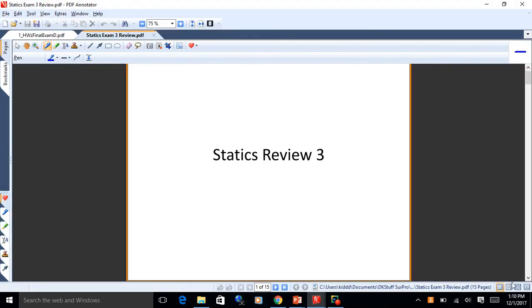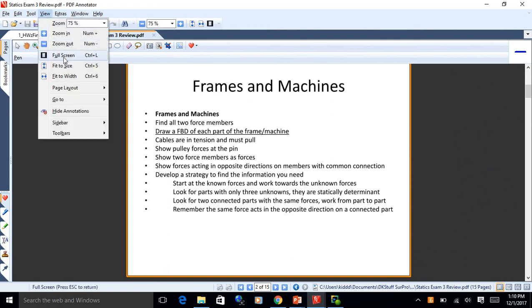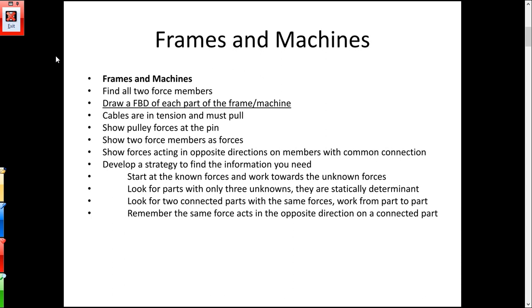So what we've got coming up on this final is the stuff that we've covered since the last midterm. So frames and machines, for sure there'll be something like that on there.